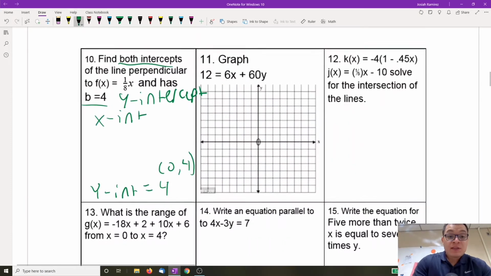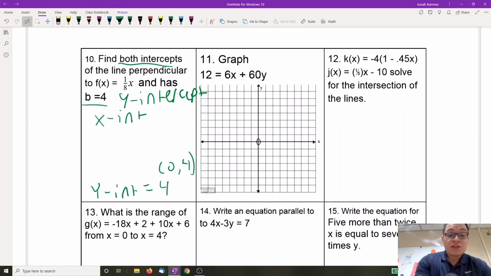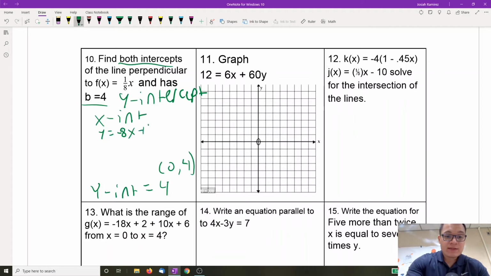Okay, for the perpendicular line, that means we have to change that slope and we have to make it negative. The y is equal to 8 and negative. 1/8 flipped over is 8 over 1, which is just 8. And then we're going to make it negative. We have y equals negative 8x plus 4.